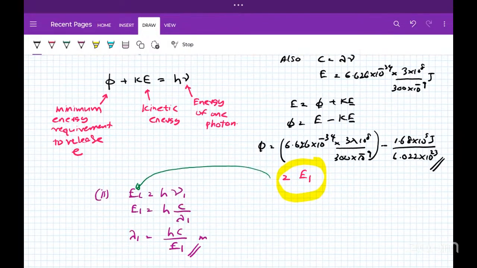Right. So let's move into the second question.